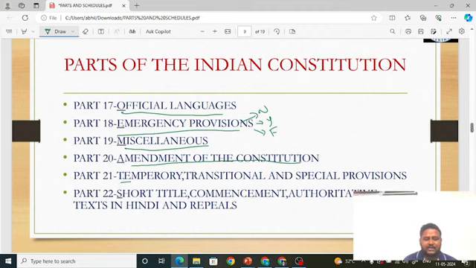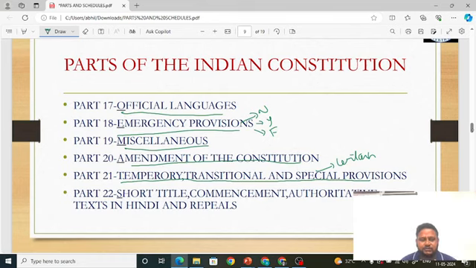Okay. So next coming to part 21. Temporary, transitional and special provisions. Temporary means which is not permanent, like the word itself says. Transition means something that is changeable. Changeable provision means provisions which can be changed from union level to state level or from state level to union level. That is the meaning of transitional provisions. Special provisions means that with respect to only certain sections of the society, some special provisions can be given, like for women and children, the elderly, and differently abled people. That is spoken in part 21.